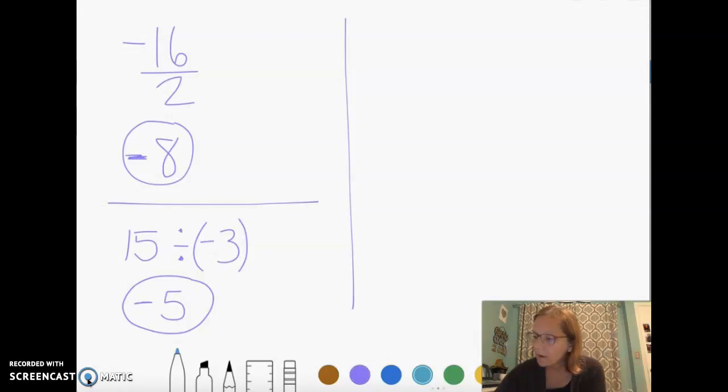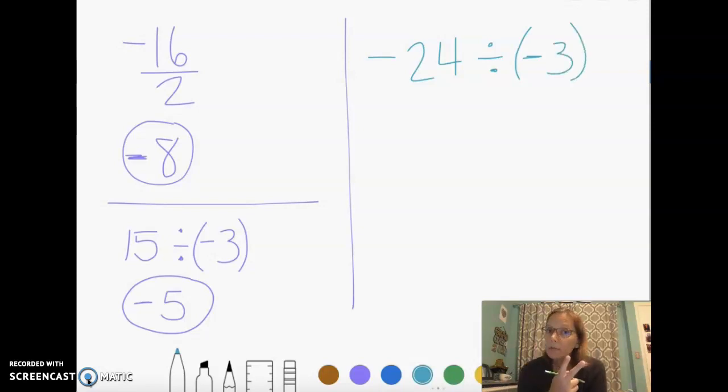What if I have two negative signs? I might have -24 divided by -3. Okay, two negative signs mean a positive answer this time. Again, I'm going to write that little plus so I don't forget. 24 divided by 3 is 8.